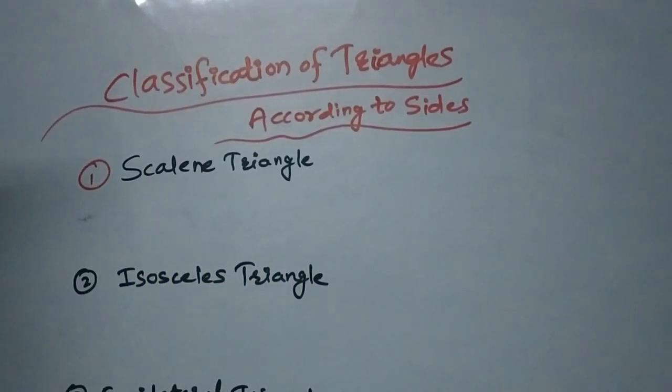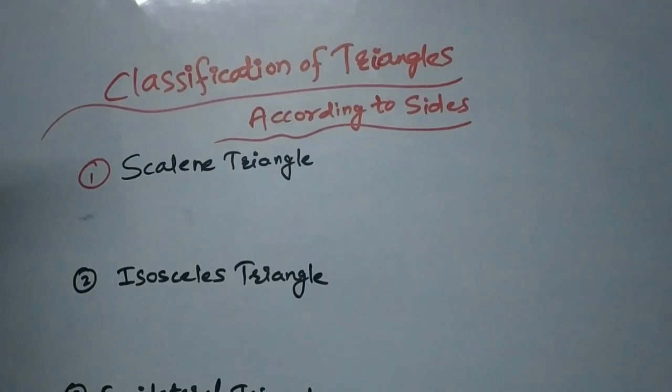So friends, now we'll move to the next topic, that is classification of triangles. Here triangles are classified. First of all, we make them type according to the sides. So first is what? Scalene triangle. So here friends, scalene triangles are what? A triangle with three unequal sides.